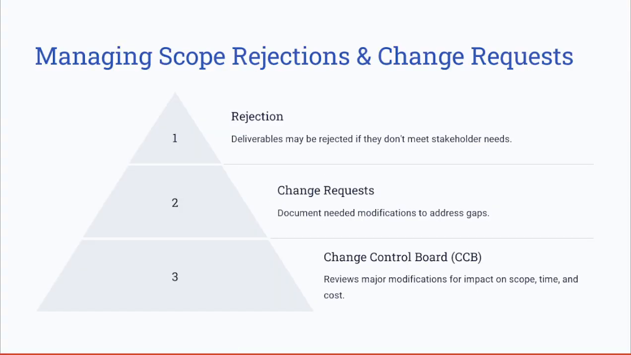Now let's see how to manage scope rejections and change requests as part of validating the scope. Not all of the deliverables pass the validation on the first attempt. If the stakeholder rejects one or all of these deliverables, the project team must initiate a change request to address the gaps. The change control board, known as the CCB, evaluates the request based on the impact on scope, time, and cost before approving the modifications.